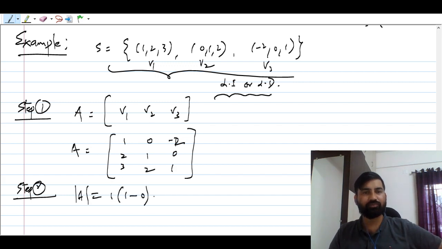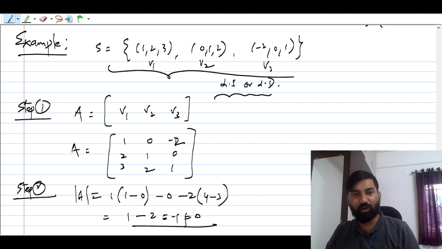डिटरमिनेंट निकालेंगे तो क्या हो जाएगा? 1 times (1 minus 0), और ये तो 0 ही रहेगा, and minus 2 times (4 minus 3), right? तो ये क्या आ रहा है guys, right? This is nothing but 1 minus 2, which is minus 1, okay, which is not equal to 0, right?